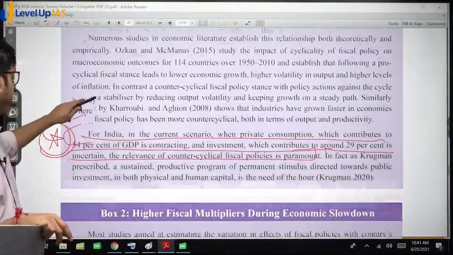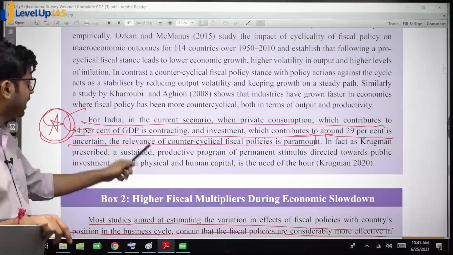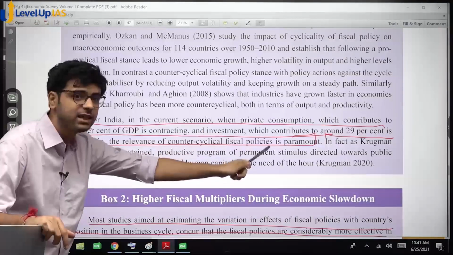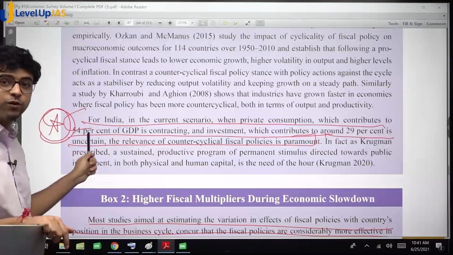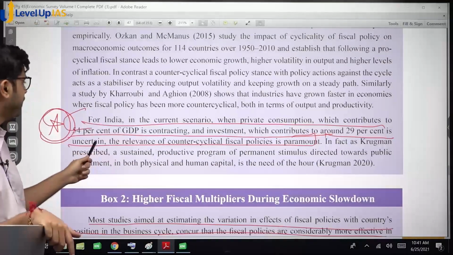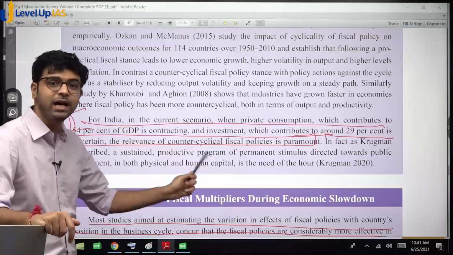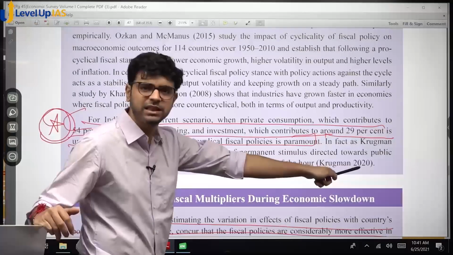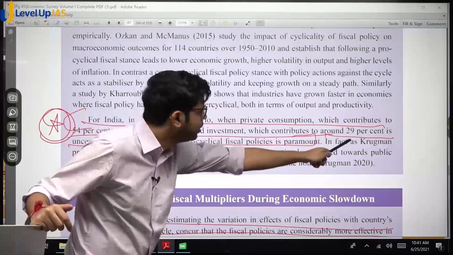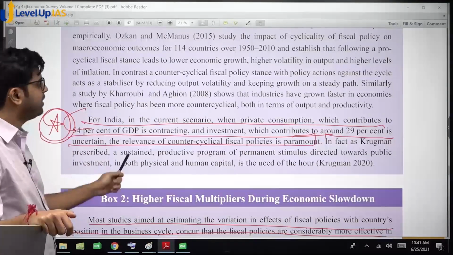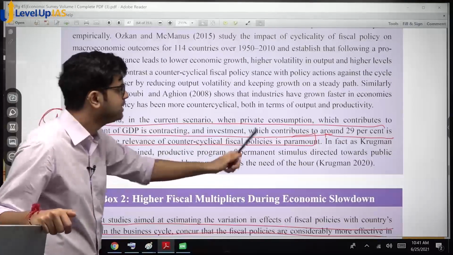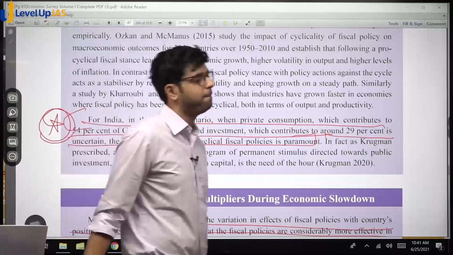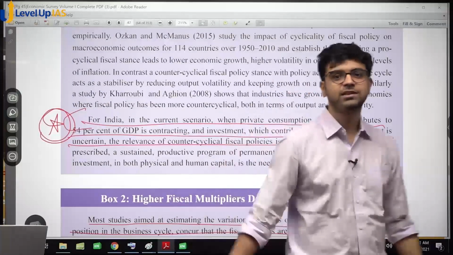This is fine. For India, in the current scenario, when private consumption C, which contributes 54%, we know this, in the Indian Express article also the same thing was written, is contracting, and investment I, which contributes 29%, we see that it is 32 somewhere, 30-32 is uncertain, the relevance of counter-cyclical fiscal policy is paramount. Simple, end of story, goodbye, see you.